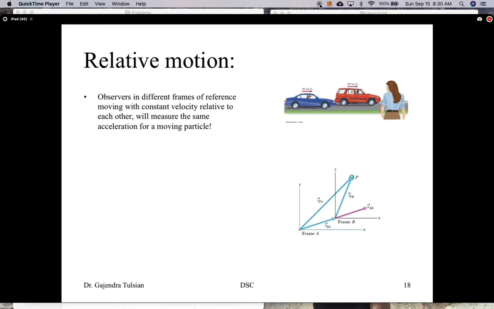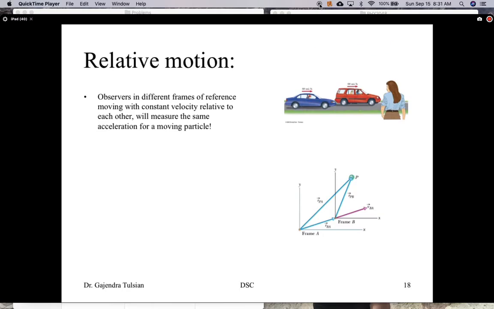Now, we'll be interested in relative motion. So the thing we're interested in is the following. Let's say here's an observer, and here's an observer in a car that's moving at constant velocity relative to this observer. Here's another observer also moving at constant velocity. What we want to see is, what do these two see? How are the things that these two see related to each other? So for instance, if I throw a ball, we want to relate what she sees and what this person sees.